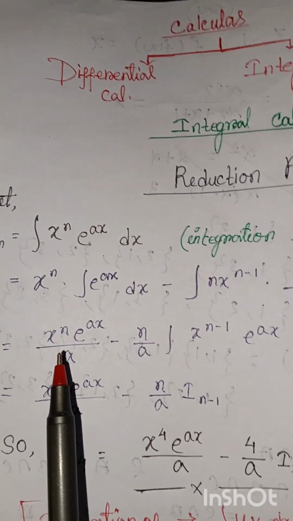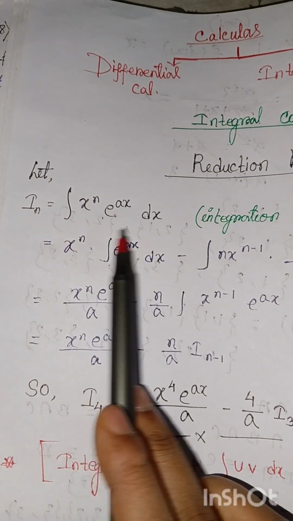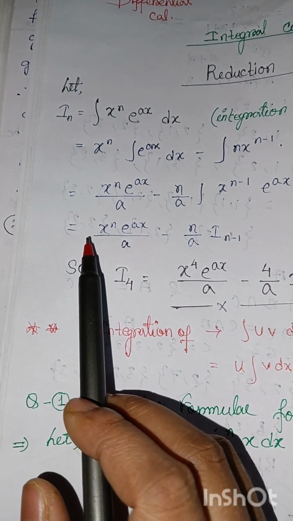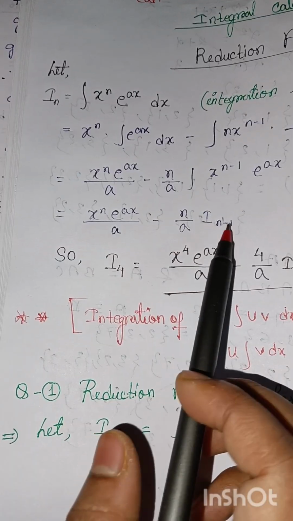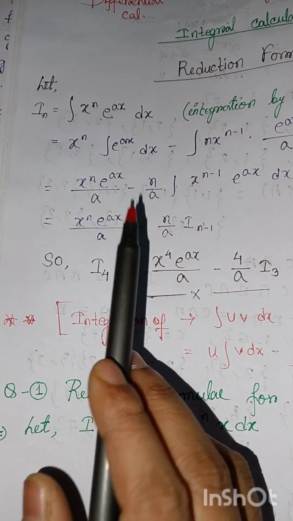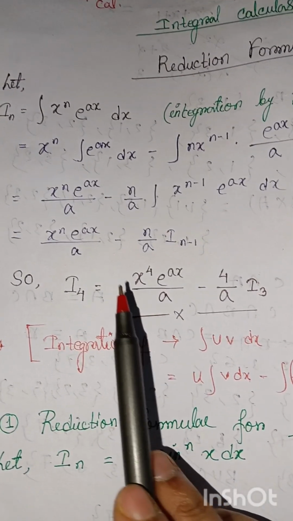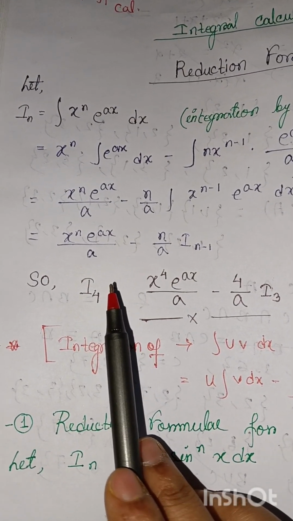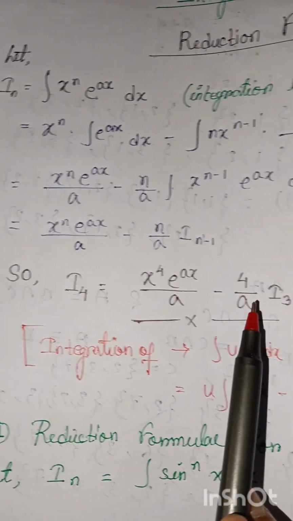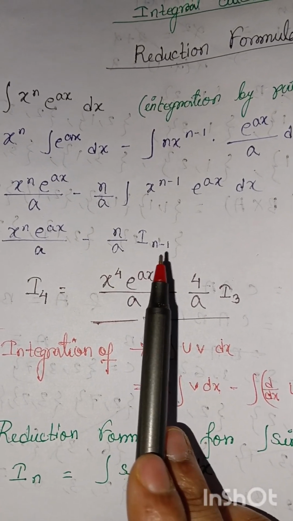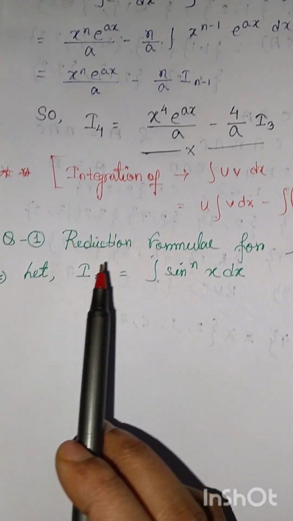For the third line, we just put the value of I n minus 1 from the equation. Then from this equation, In is equal to x to the power n e to the power ax by a minus n by a I n minus 1. So from this we can find the value of I4, I5 and so on to infinity. For the value of I4, we just put n equal to 4 in this equation. That is x to the power 4 e to the power ax by a minus 4 by a I n minus 1, that is 4 minus 1, which is I3. Solve this equation from the reduction formula.